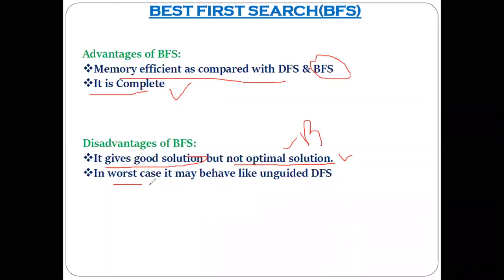In worst case, now this is a very important property in case of the informed search technique and in the best first search under the informed search. In worst case, what is being written here, see carefully. In worst case, it may behave like the unguided DFS. What does it mean?